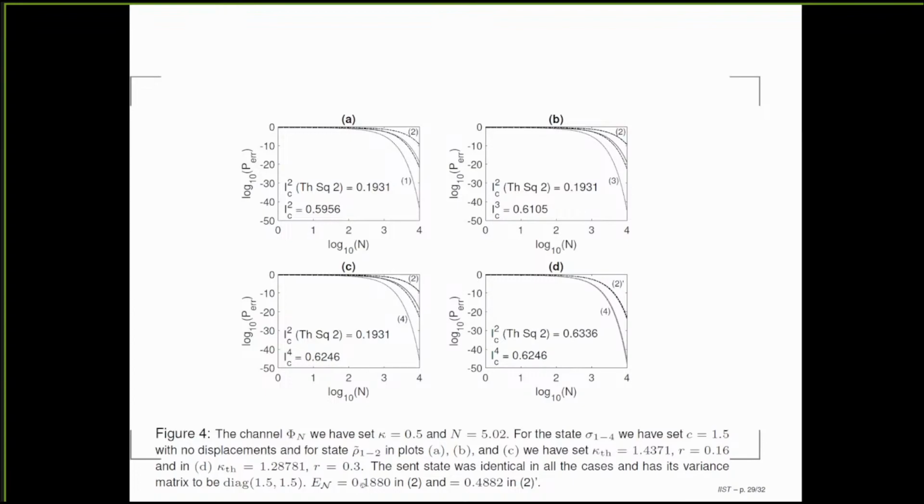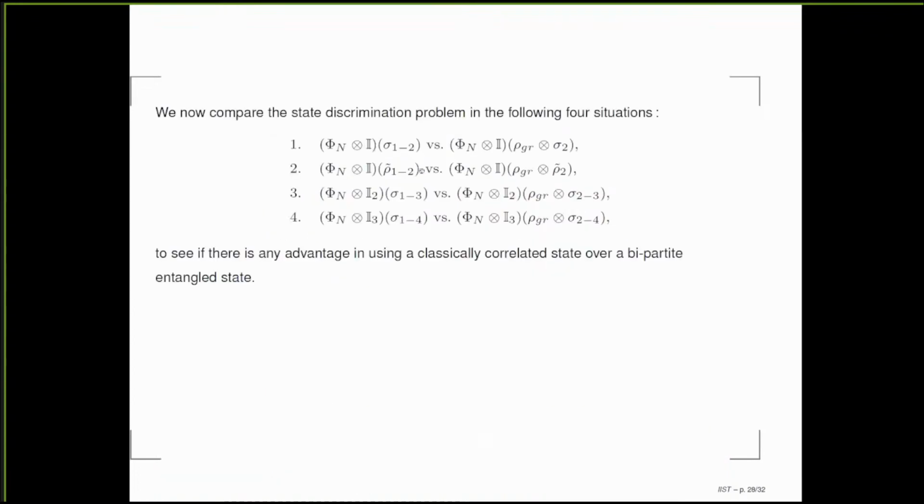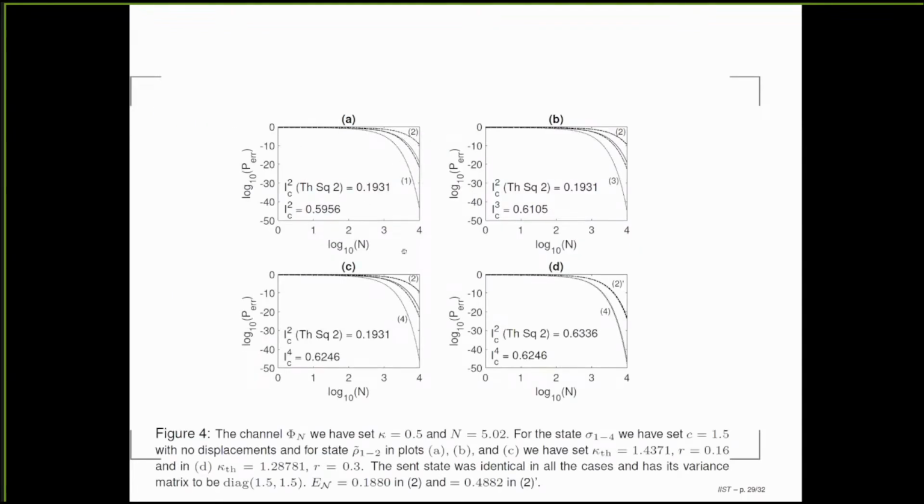And even the bipartite correlated state here, sigma 1, 2, is able to overtake a 2-mode entanglement state whose entanglement is non-trivial, 0.1880 negativity. And in this example, all the variance matrix cent was set to be diagonal 1.5, 1.5. So we set the channel parameter, and this is all set for some numbers. N is equal to 5.02. The channel parameter was 0.5 and so on. So we are able to find examples which again increase entanglement and still correlated states are able to perform better.